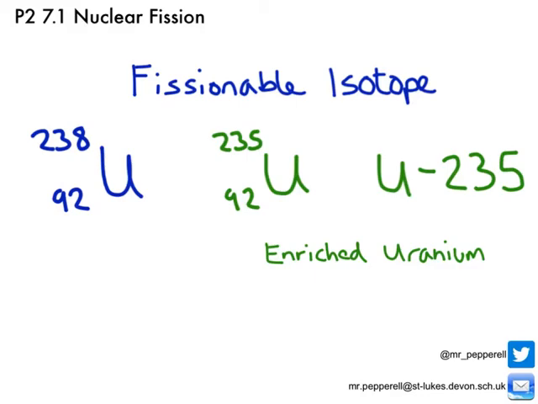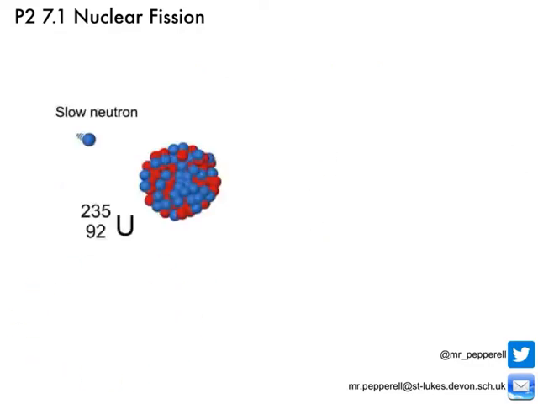But luckily enough for us, uranium-238 is still radioactive, and it will decay into an isotope of plutonium, plutonium-239, which is fissionable. So the two isotopes which are fissionable that we can use are uranium-235 and plutonium-239. So now we've got our fissionable nucleus, let's start the fission process. To do this, we need to give our uranium-235 nucleus a little nudge.